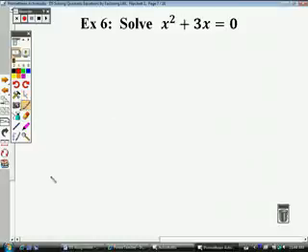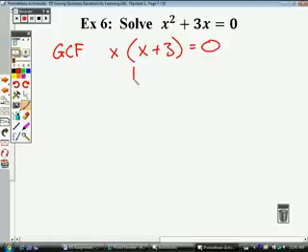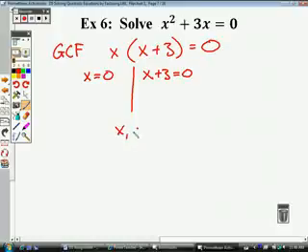Let's see if y'all can do this one without me. X plus 3 equals 0. Okay, and so you cut the problem in half, so the left side x equals 0, and right side x plus 3 equals 0. So what's your final answer? 0, -3. That's right. X equals 0 and -3. Where'd the negative come from? Positive. Right, if this one's positive, then your answer is negative. You just change the sign.